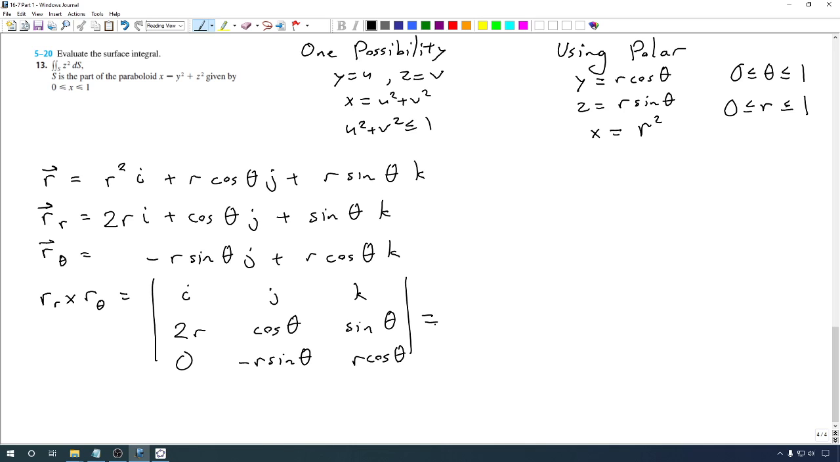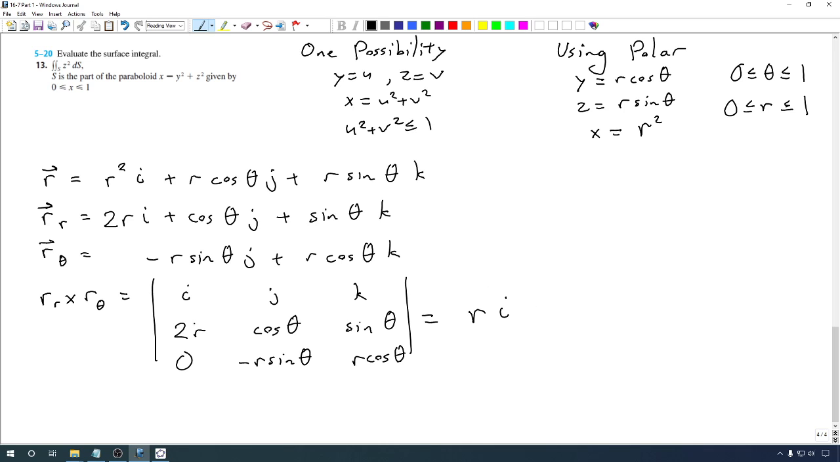And I'm going to skip writing out the actual expansion along the first row. But for the i component, we're dealing with this 2 by 2, which means we take cosine theta times r cosine theta minus sine theta times negative r sine theta. That's going to give us an r in both of them. The first one's going to have a cosine squared, and because we're subtracting a negative, we're adding that to a sine squared. In other words, we just have an r. r times i is our first component.